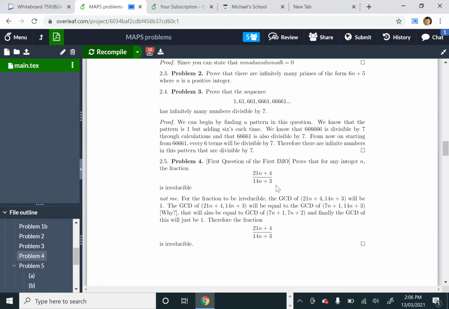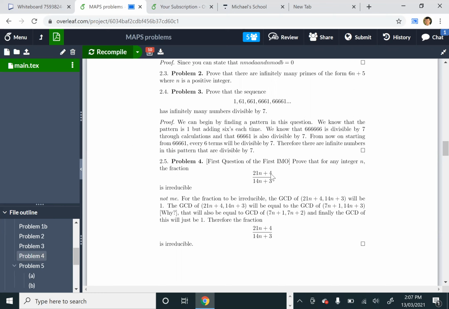plus a multiple of 7 is a multiple of 7, right? A multiple of 7 minus a multiple of 7 is a multiple of 7. So if those two numbers are multiples of that common factor, then you can add or subtract them as much as you want and it'll still be a multiple of that common factor, right? So the first thing that was done was 21n plus 4 minus 14n plus 3, right?